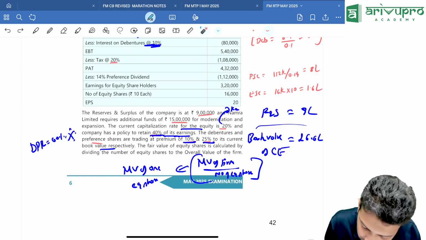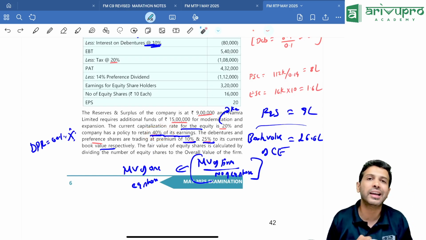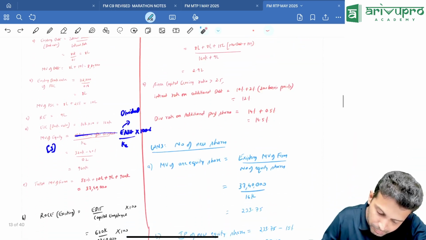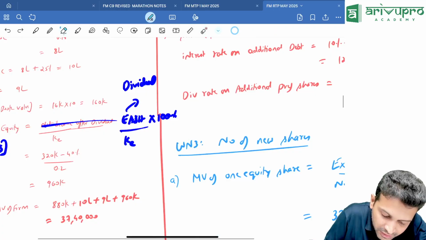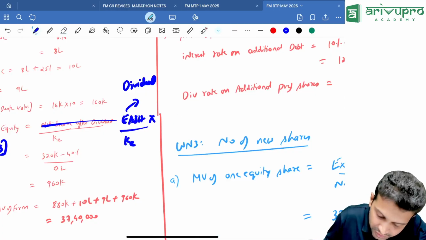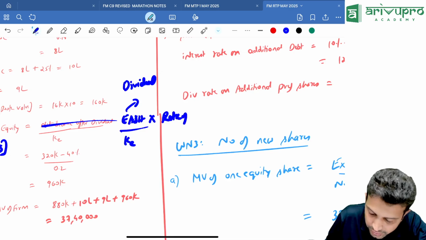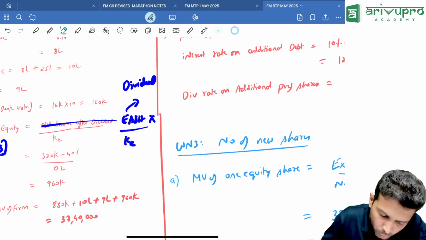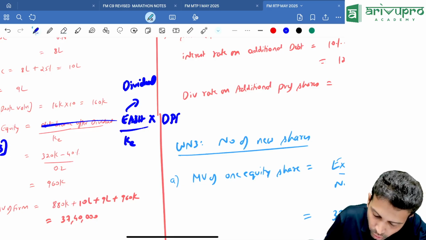Here, how much is the dividend percentage? If you are retaining 40%, you are distributing 60%. So simply take it as EAT multiplied by the dividend rate. I'll write it as DPR. What is DPR? Dividend payout ratio.